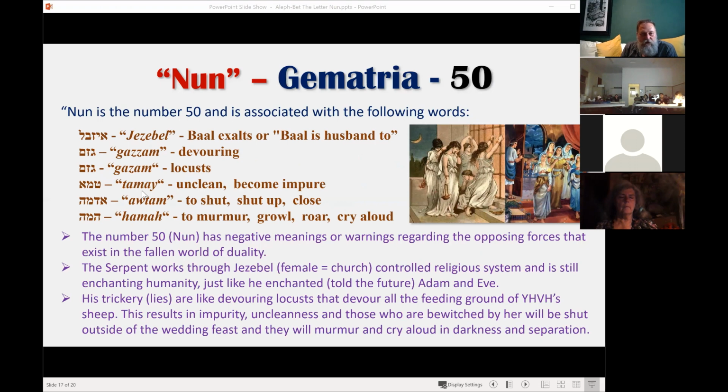And the last two are Atam, that means to shut up and to close, and Hama, to growl, to roar, cry aloud. And that is linked to the picture I've got of the 5 wise virgins and the 5 foolish ones. So Jezebel has the virgins, or the religious people, on the outside. They don't have oil. And the 5 wise virgins are the ones who went through the process of Tanin. They faced their Leviathan. They went through suffering.